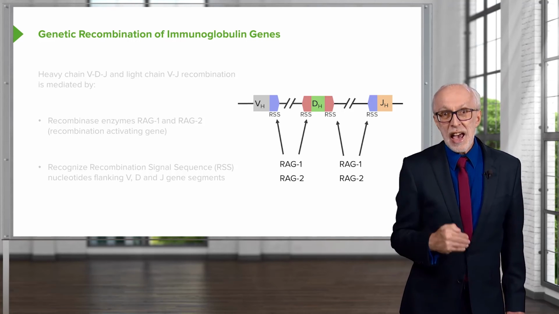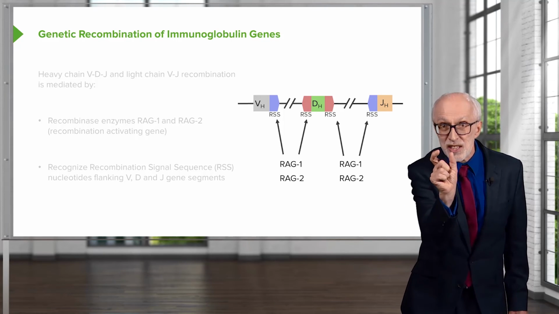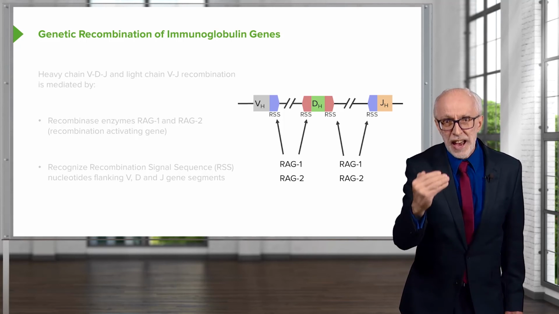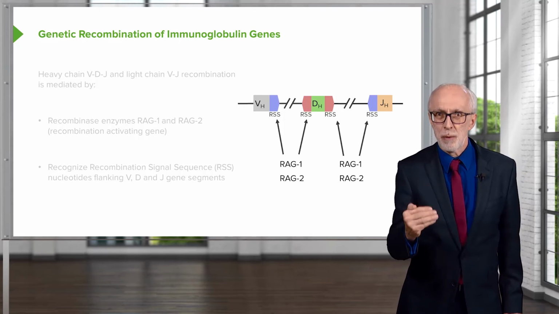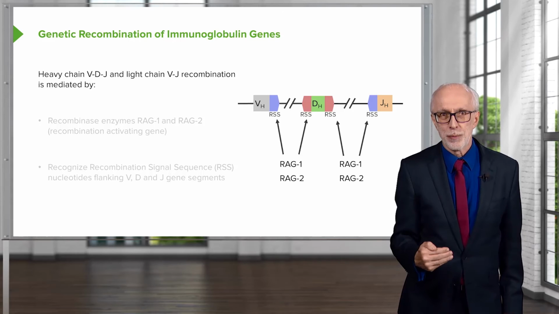And the enzymes that recognize these recombination signal sequences, they're nucleotide sequences, as I say, flanking the V, D, and J segments. The two most important enzymes that recognize these recombination signal sequences are called RAG1 and RAG2.